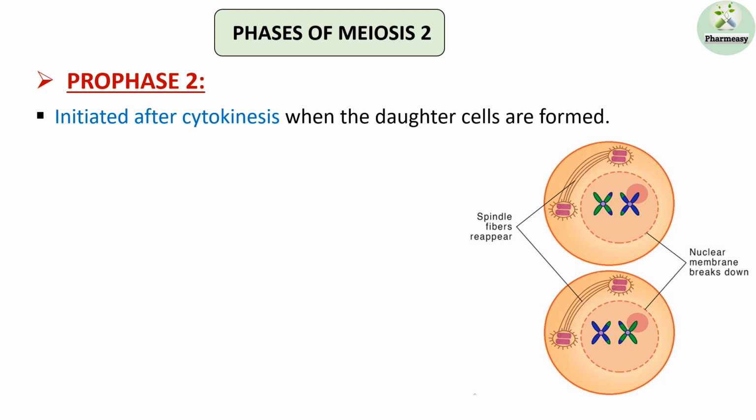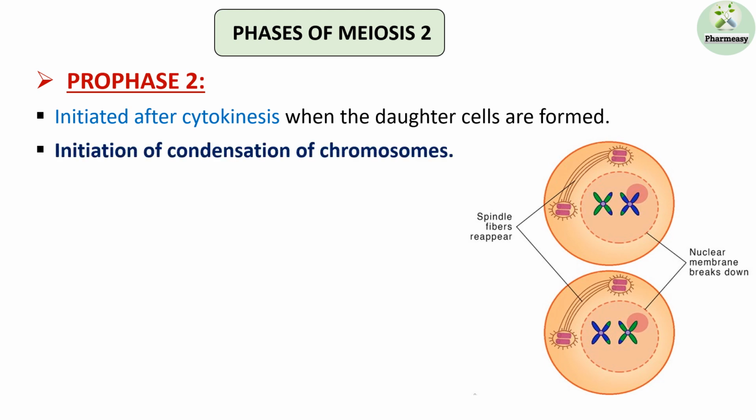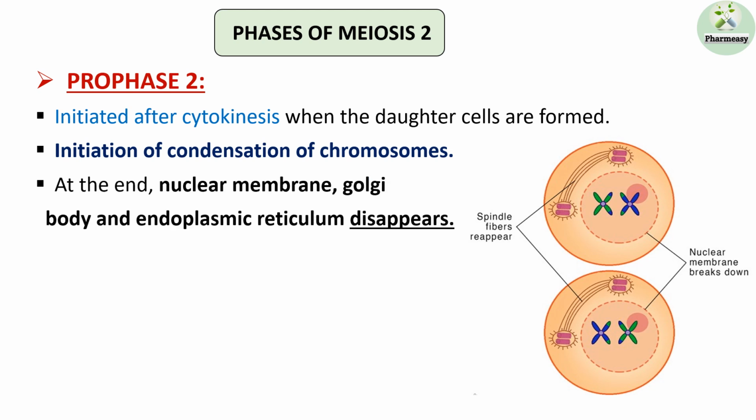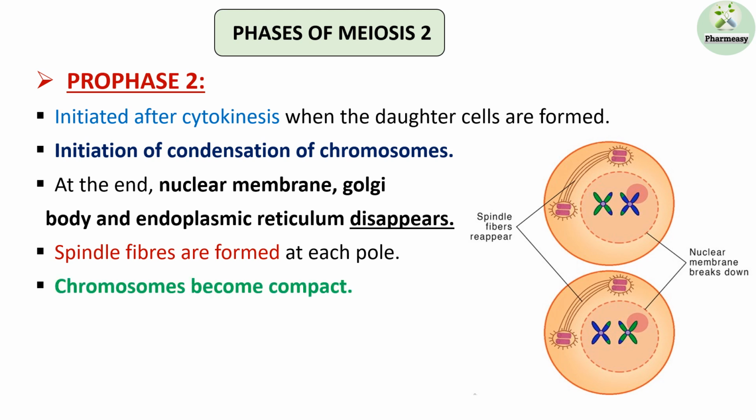And it begins the condensation of chromosomes. At the end, nuclear membrane, Golgi apparatus, and endoplasmic reticulum disappear. Formation of spindle fibers at each pole and compaction of chromosomes also begins. Diagram shows the reformation of spindle fibers and breakdown of nuclear membrane.